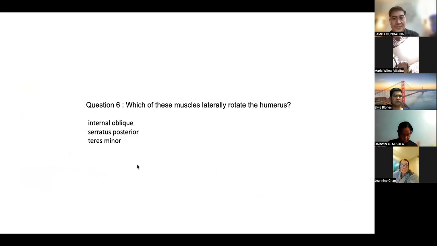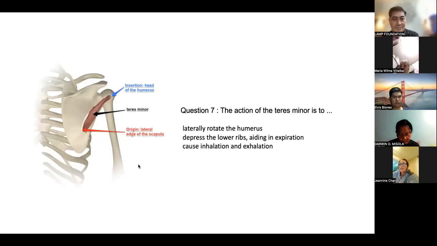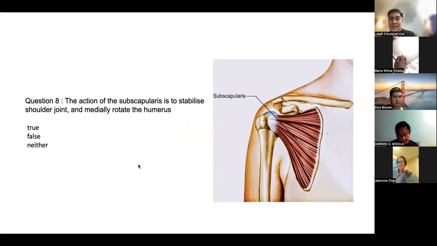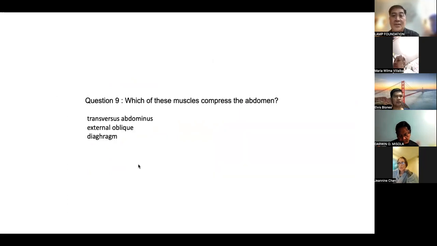Which of these muscles laterally rotate the humerus? Teres minor. The action of the teres minor is to laterally rotate the humerus. Good. Action of the subscapularis is to stabilize shoulder joint and medially rotate the humerus. True or false? True. Which of these muscles compress the abdomen?